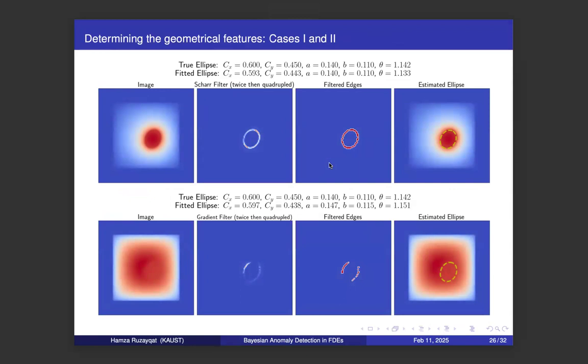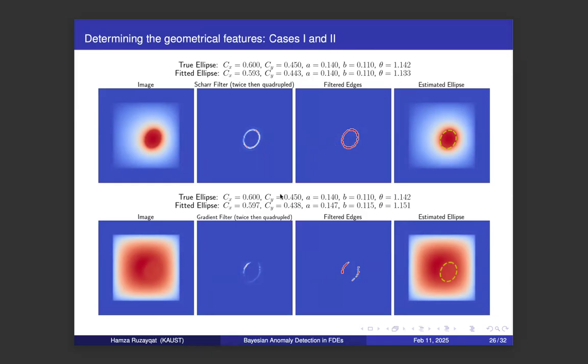As for the semi-Bayesian problem, looking at case 1 and case 2, using this star filter in the first one, and I use a different method called gradient filter in the second one, we were able to find a very good fit for the ellipses. As you can see here, the true ellipse is the top, so the center is 0.6, 0.45. Here you get 0.59, 0.44. The major axis is perfect. The minor axis is perfect.